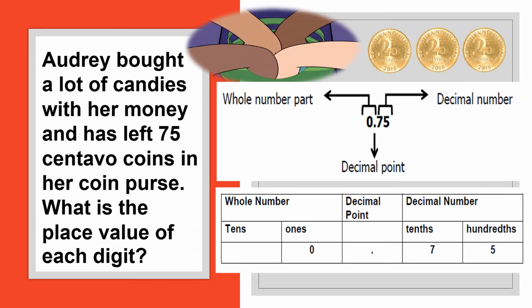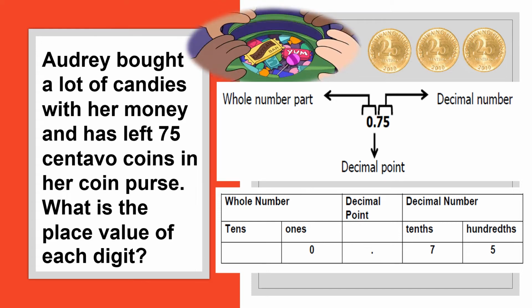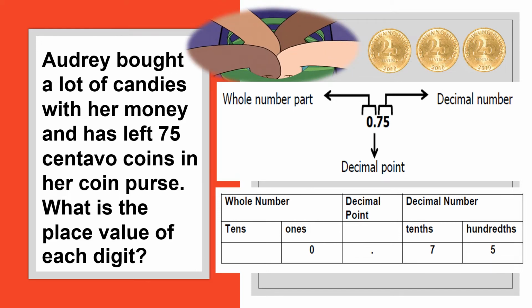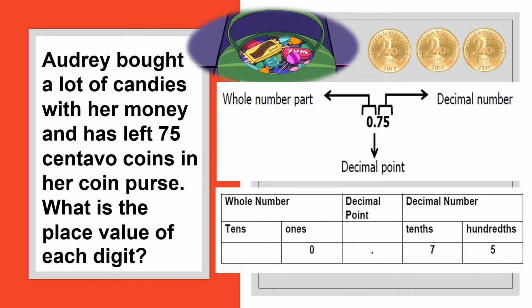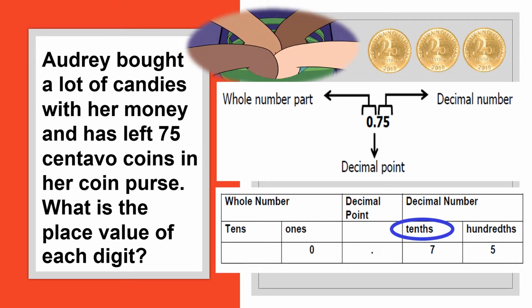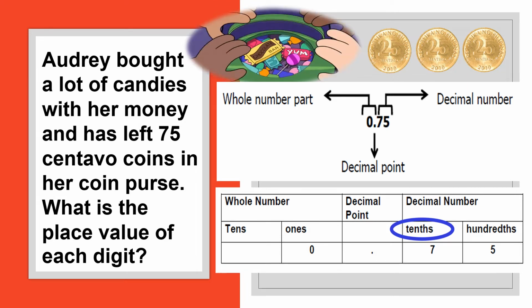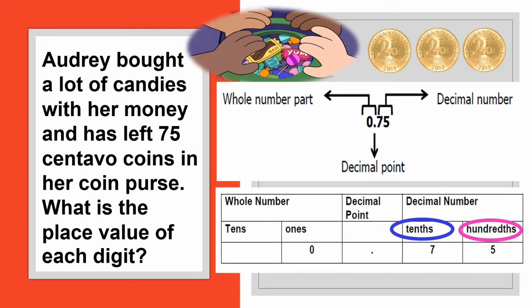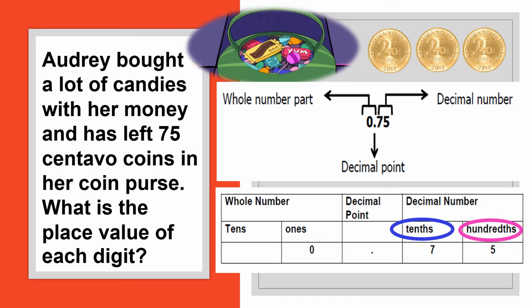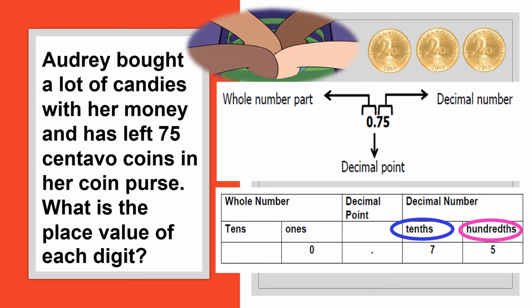Now, after the decimal point, the place value is tenths, spelled T-E-N-T-H-S. So, that is less than 1. The digit in the tenths place is 7, and the hundredths place is 5. So, to answer the question, what is the place value of each digit? The digit 7 is in the tenths place. And the digit 5 is in the hundredths place.